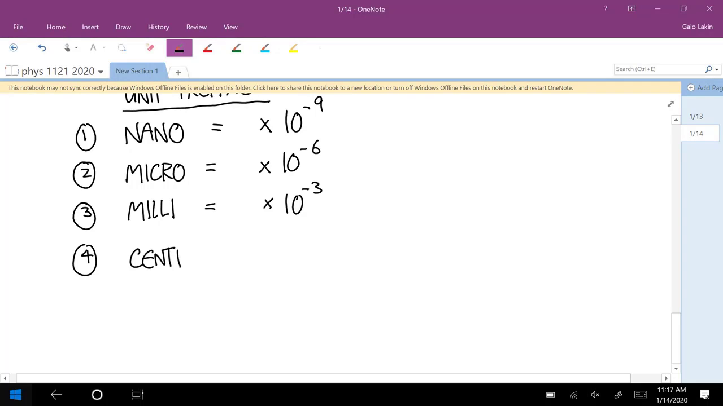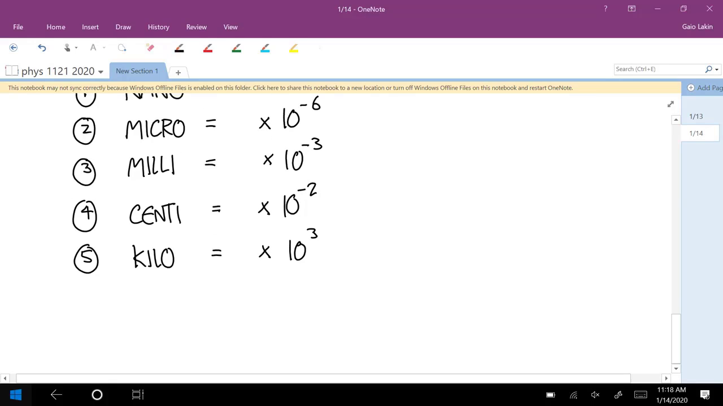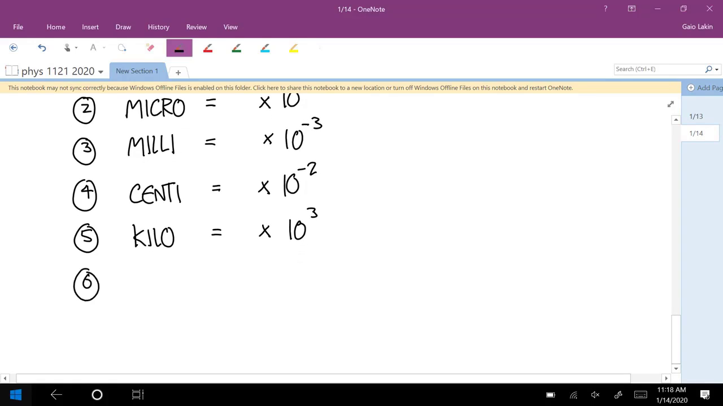Centi means times 10 to the minus 2. Kilo means times 10 to the positive 3rd. Mega means times 10 to the 6th. And giga means times 10 to the 9th.